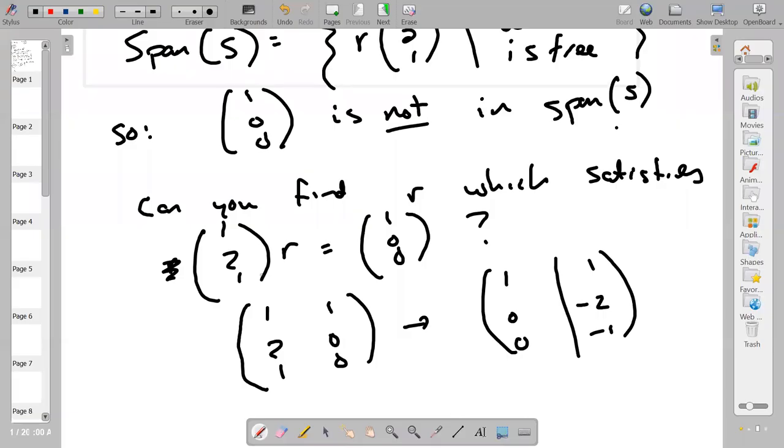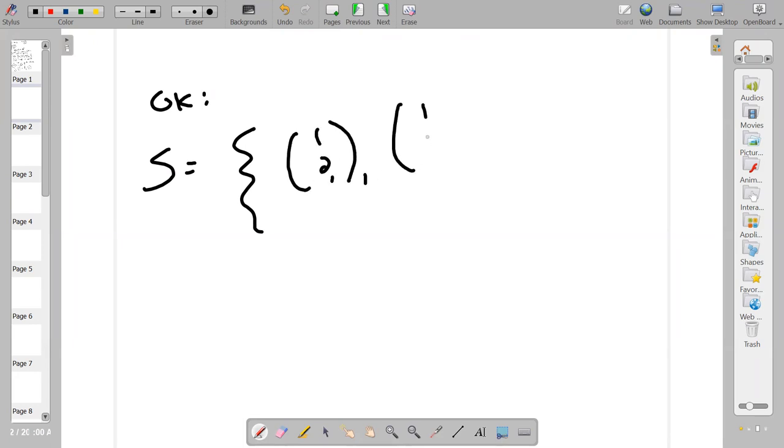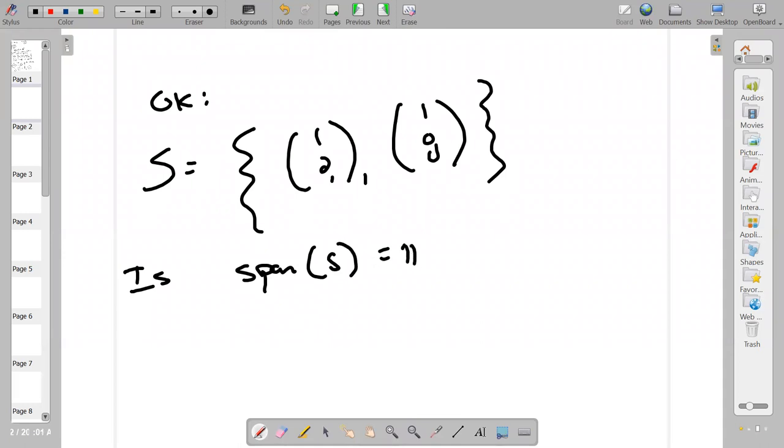One thing you can do to try to correct that defect is create a new S. An interesting thing to do would be this: we'll extend. Suppose we let S be (1, 2, 1), and we add the vector (1, 0, 0) to it. You can ask yourself, is the span of S equal to R3 in this case?